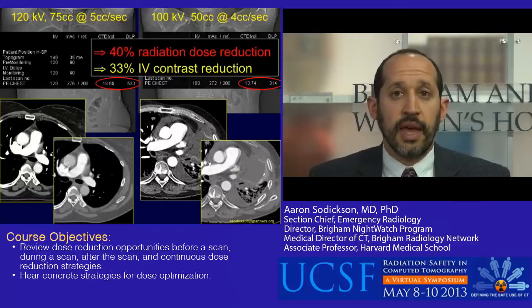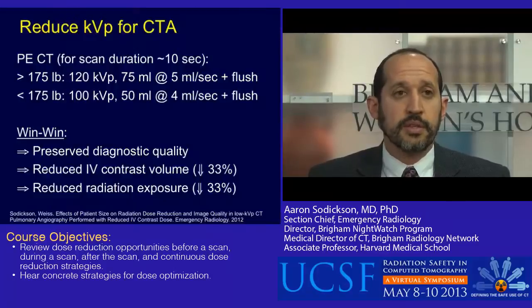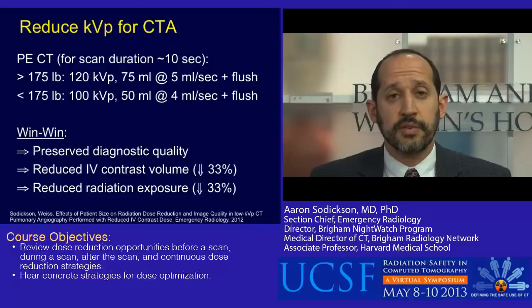And if we look at these CTDI vol values, we find roughly a 40% reduction in radiation dose at 100 kV, despite the fact that we've also actually reduced our IV contrast volume by 1/3. So this is the approach we've adopted for some time now.